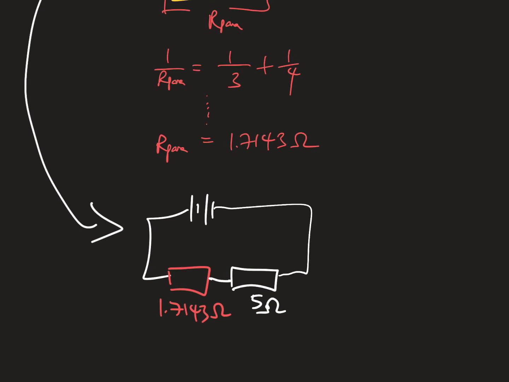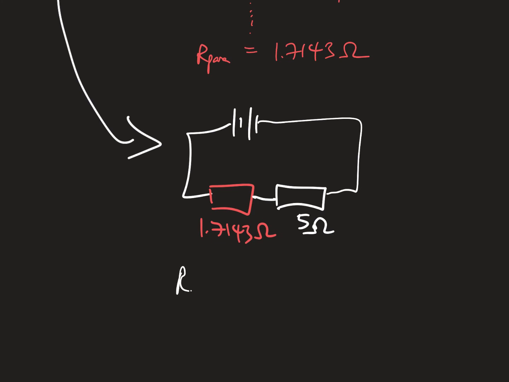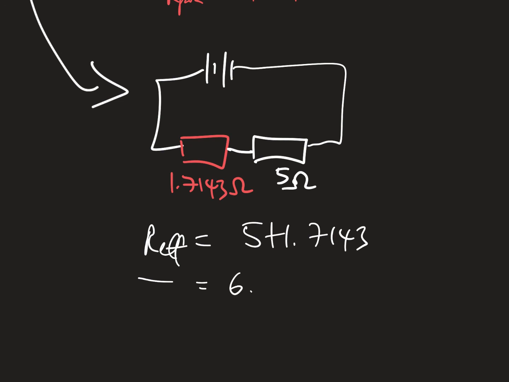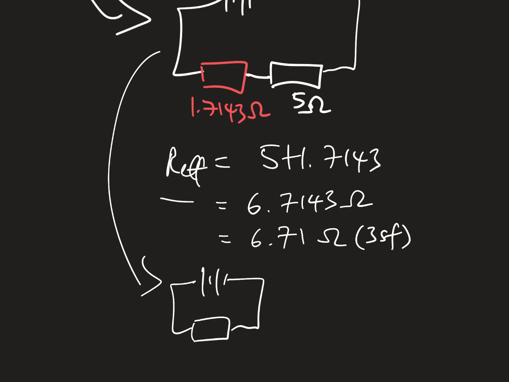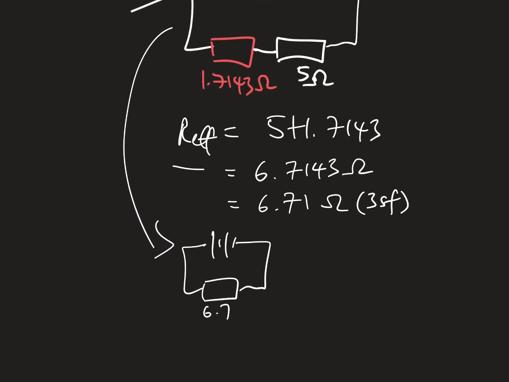So you're really simplifying the circuit step by step by step. So these two are in series with each other, which is very clear. So let's just finish the question by saying R effective, this is total resistance, is actually equal to 5 plus 1.7143. And that gives me 6.7143 ohms, which if I put it to 3 SF, that is 6.71 ohms. There you go. So actually you can see we simplified the circuit all the way to look like this. It's actually a quest to simplify the circuit.